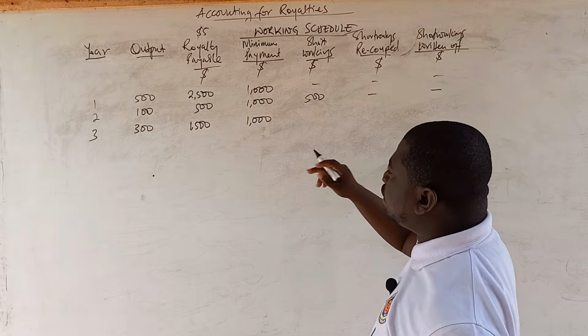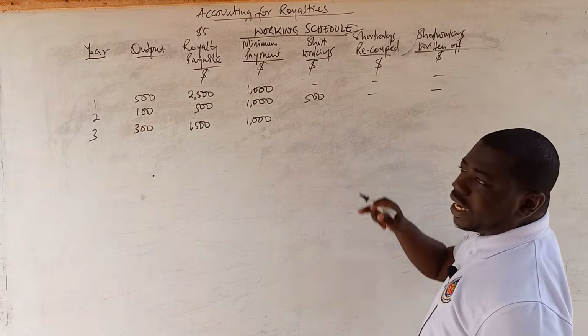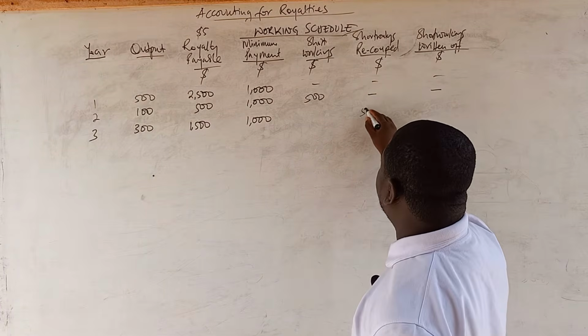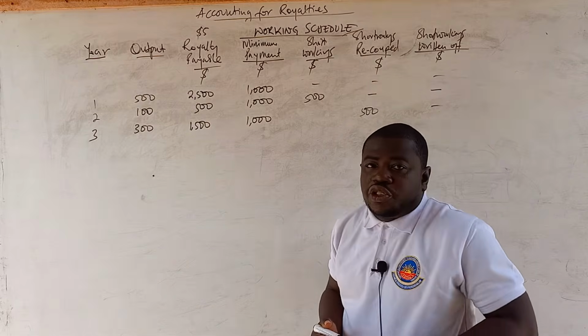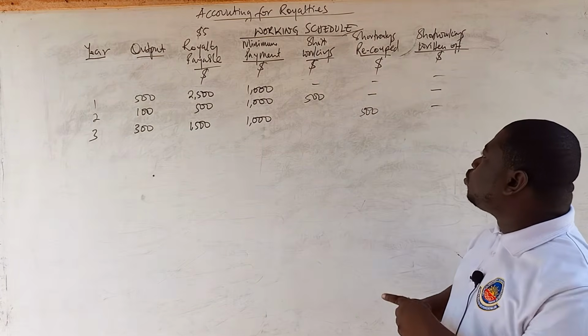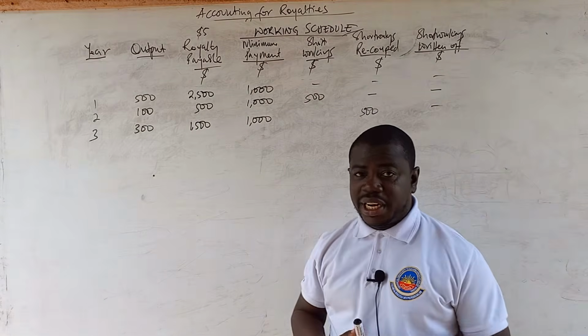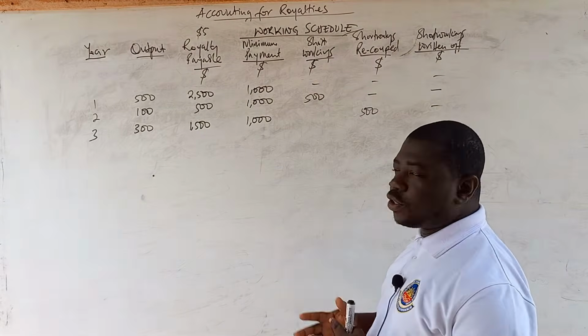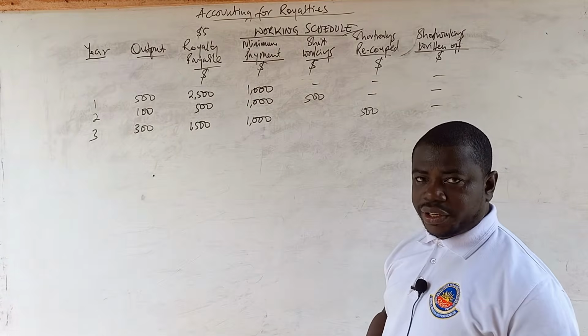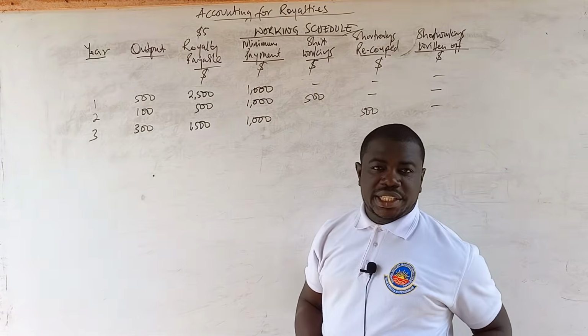So what you need to do is write that 500 under short workings recouped as 500, and that is it. Once you have been able to recover it, it means you are not writing off the short working. When you write it off, it becomes an expense to you, but you are not writing it off because you have been able to recover it. Now let me change the scenario a little bit.